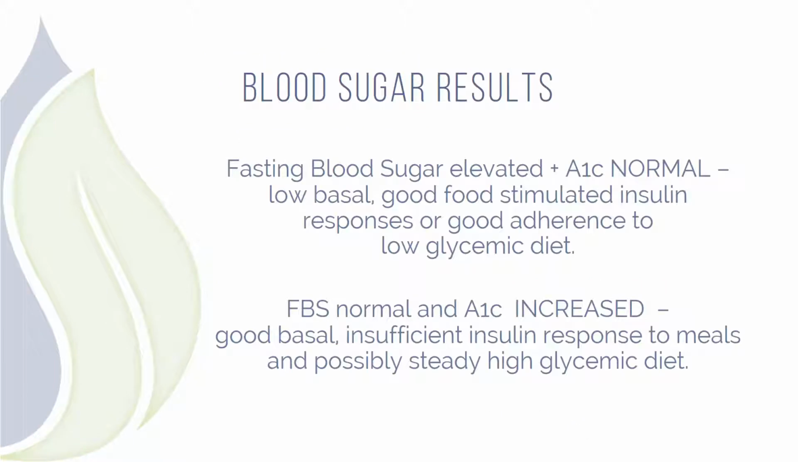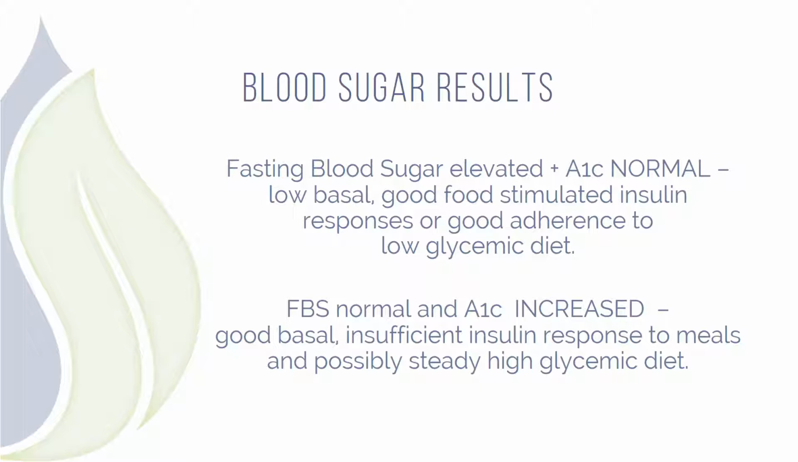When your fasting blood sugar is up, but your glycohemoglobin A1C is normal, that means you have a low basal insulin secretion, so overnight it's not quite sufficient to keep your sugar completely normal. But when you eat, there's a good food-stimulated insulin response, so your sugar goes down and stays down, and the area under the curve is lower. Sometimes that also happens if you're eating a low glycemic diet or fasting a lot. Then through the day, your insulin doesn't have much need to be up and your sugar is okay.